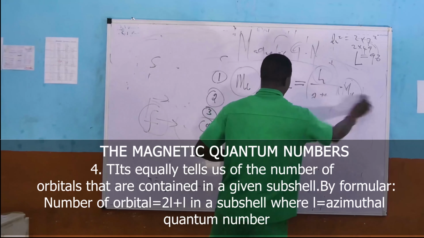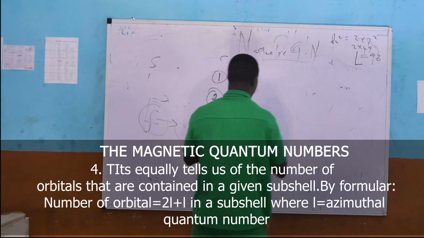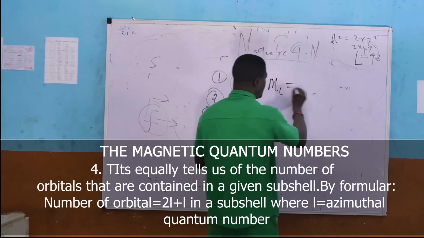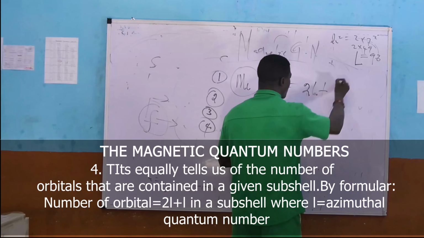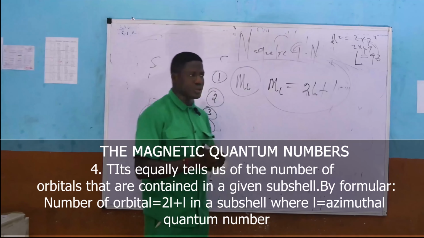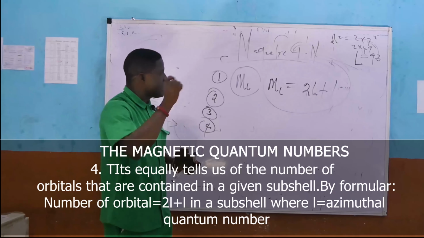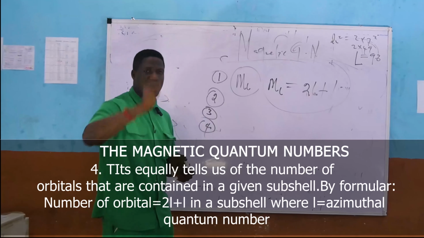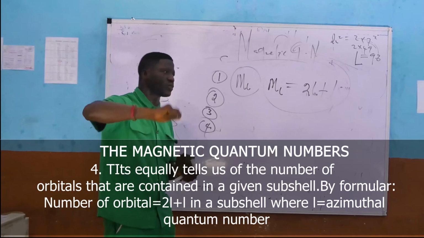How does it do it? The number of sub-subshells, that is the magnetic quantum number, is equal to 2l plus 1. With this formula, we can compute the number of sub-subshells that are contained in a given subshell.